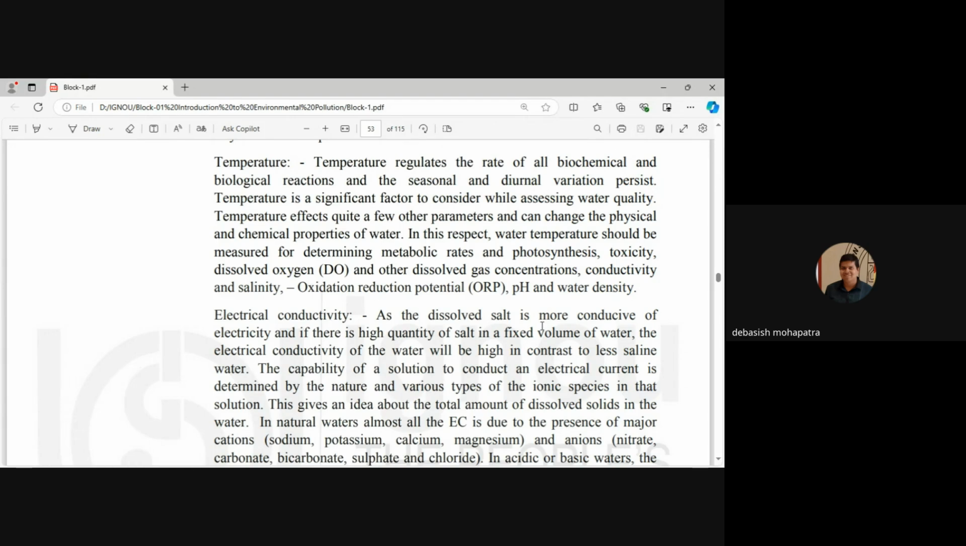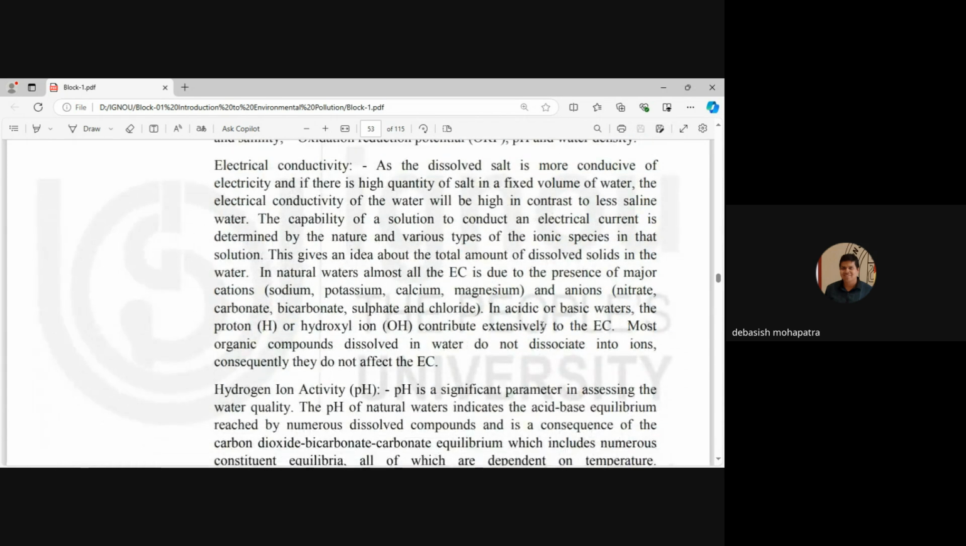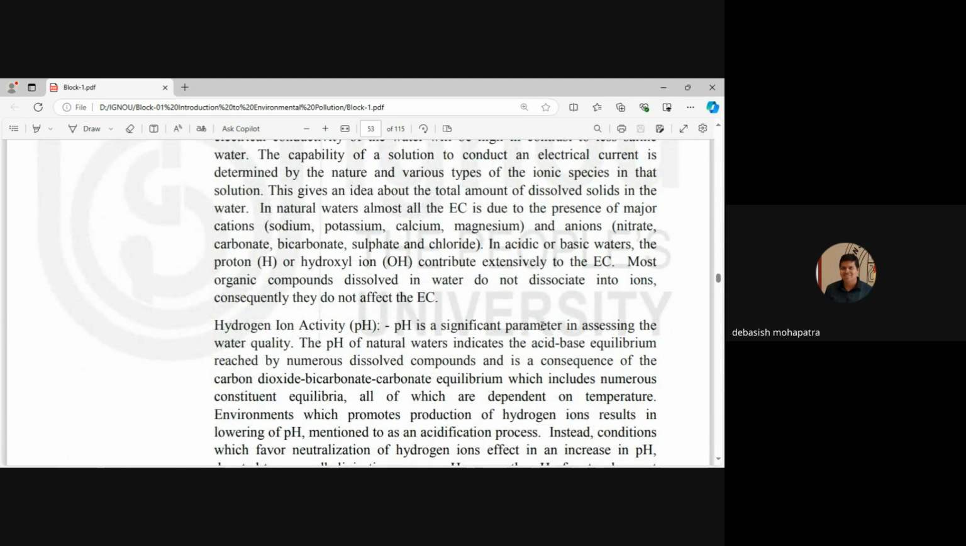In natural water, almost all the EC is due to the presence of the major cations, sodium, potassium, calcium, and magnesium, and anions, nitrates, carbonates, bicarbonates, sulfates, and chlorides. And in acidic and basic water, the protons, hydrogen, and hydroxyl ions contribute extensively to the EC. Most organic compounds dissolved in water do not dissociate into ions. Consequently, they do not affect the electrical conductivity.